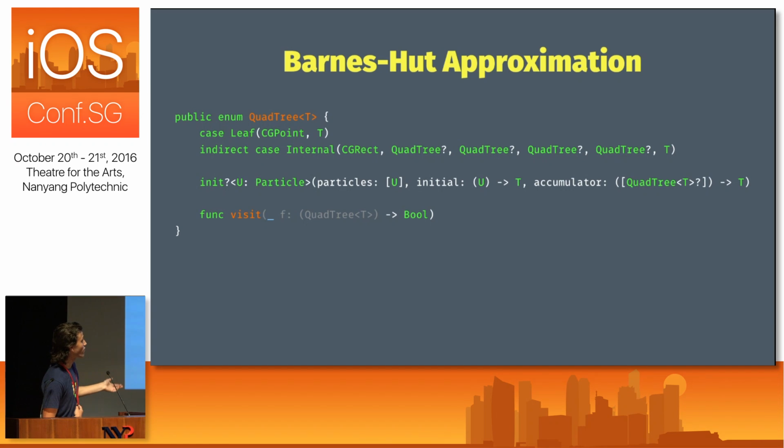And you see this init function. In init, I make the recursive tree, so the init function itself is actually recursive. You might be seeing these parameters like initial and accumulator. What those are for is to take the charge of the leaf particles, combine them, and put them in the internal nodes. So the idea is that we can use an internal node as a leaf, by combining the forces of all the children. So every node in the tree has an approximate charge.